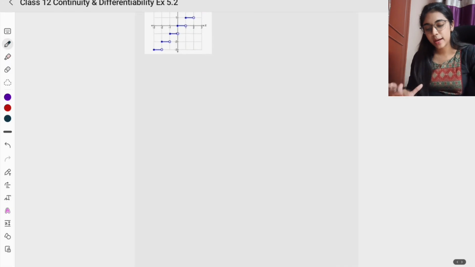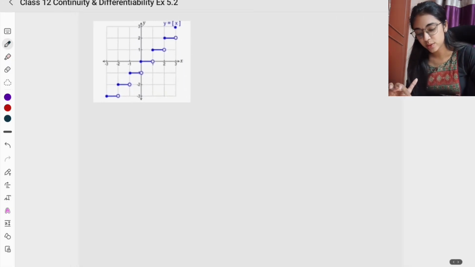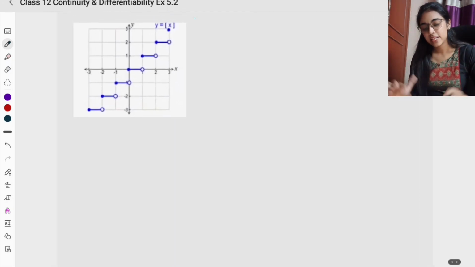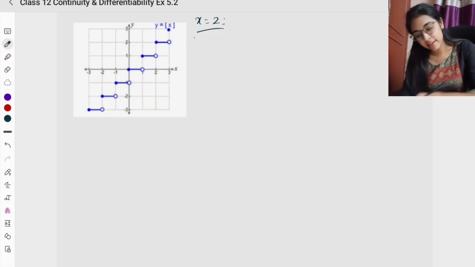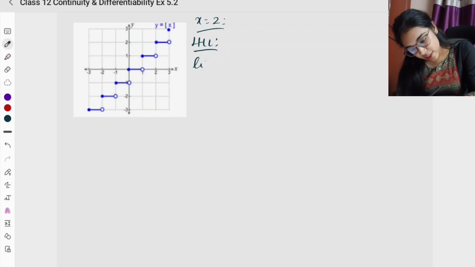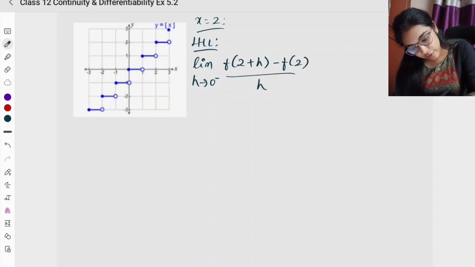Now what is going to happen for x is equal to 2? In that I have my GIF graph. For x is equal to 2, I'm again going to use my formula for the left hand limit and the right hand limit. Now what is the left hand limit? It is going to be limit h tends to 0 minus of f of c plus h. Here what is the value of c? 2. So it is going to be f of 2 plus h minus f of 2 divided by h.